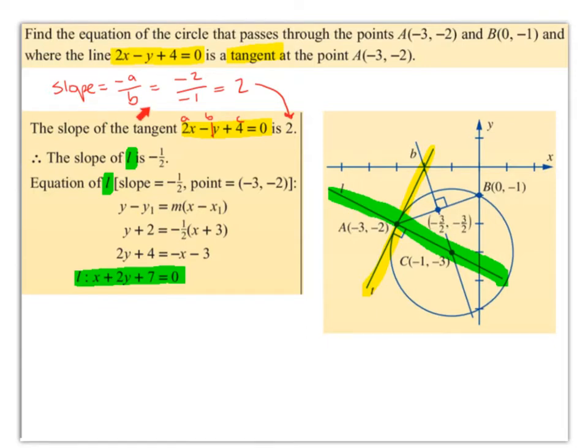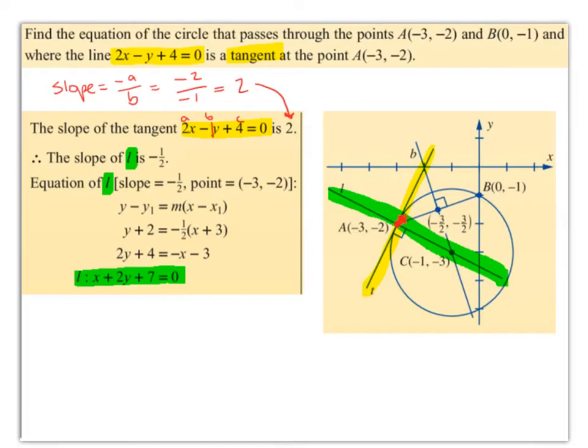So the slope of the tangent 2x - y + 4 = 0 is 2. If we label A, B and C, we know that the slope of a line is -A over B, so it's going to be -2 over -1, which is 2, so that's where the 2 comes from. So the slope of this tangent T is 2. So the slope of L must be -1/2, because remember L is perpendicular to T. So 2 is really 2 over 1. Turning it upside down and changing the sign gives us -1/2. So the slope of the green line is -1/2.